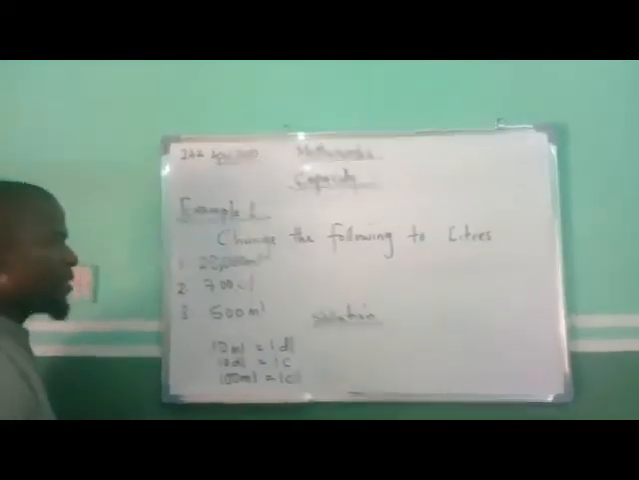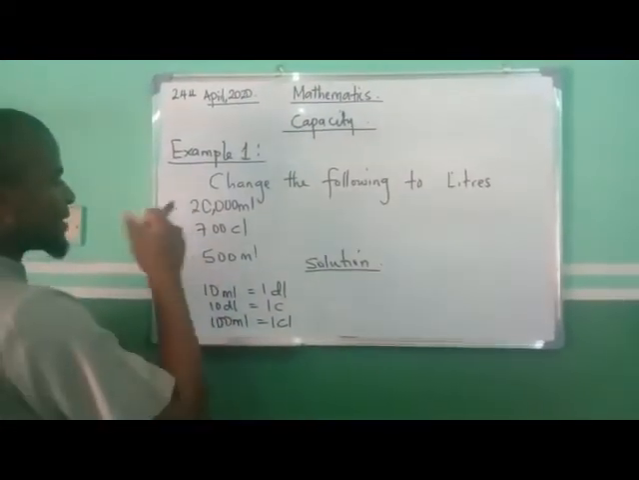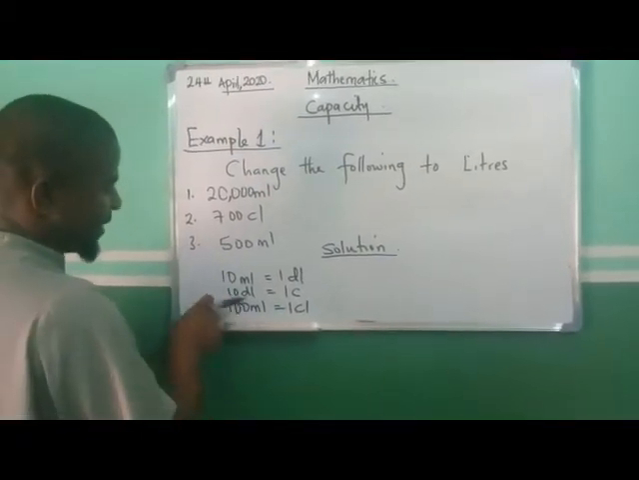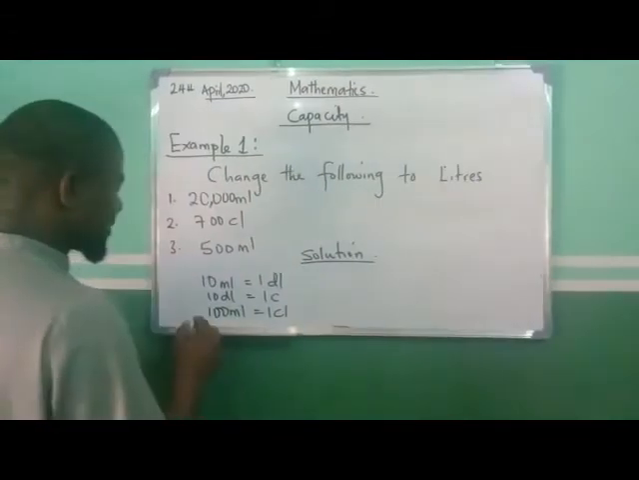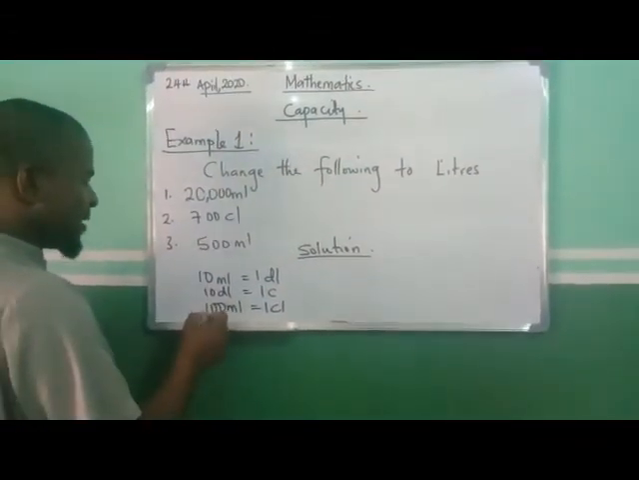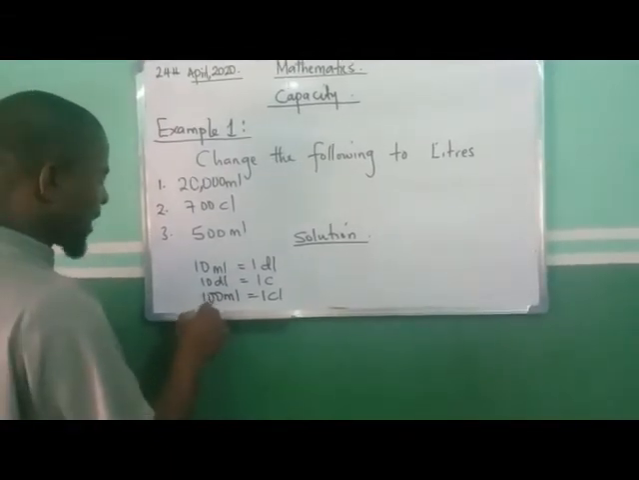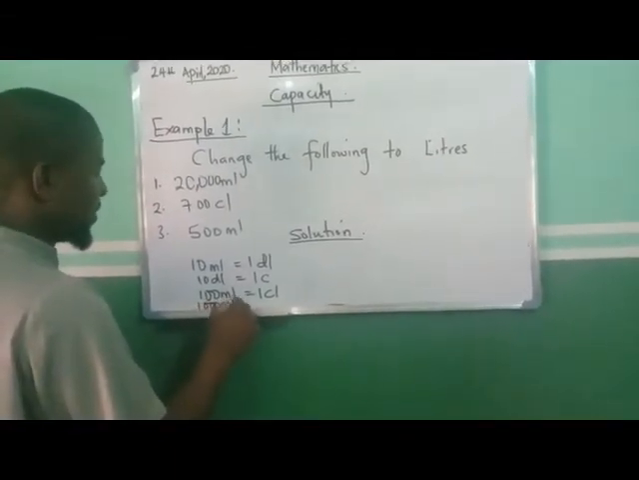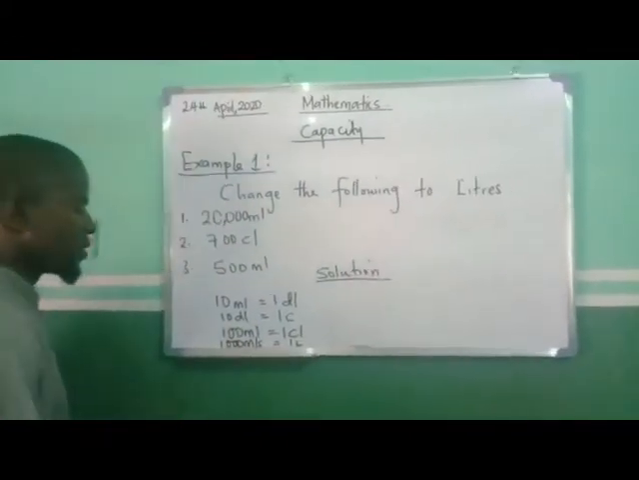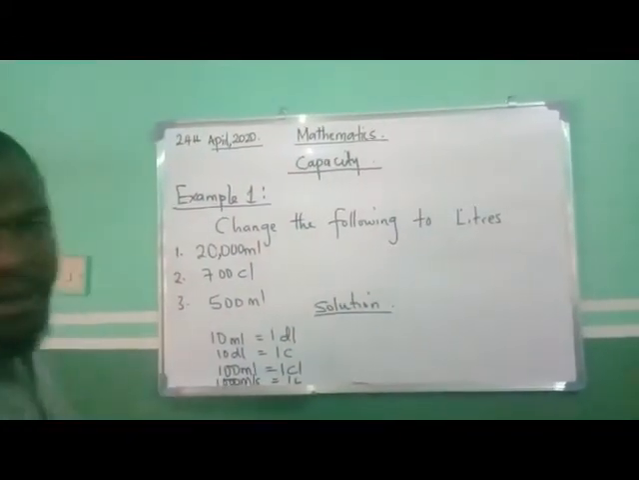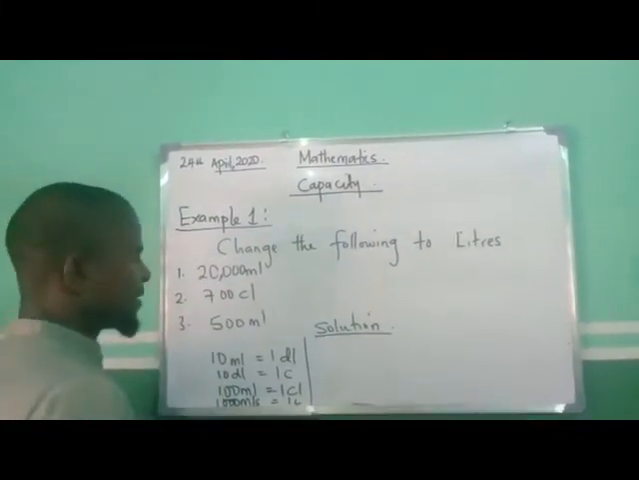Okay? Now, if 100 mils will give me 1 cl, then I know 10 of it will give me 1 liter. That means if I multiply this 100 by 10, I have 1,000. That means 1,000 mils is equal to 1 liter. So putting this into consideration, I'll be able to tackle this question.